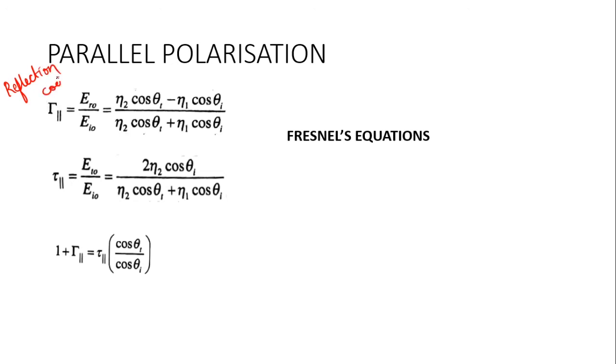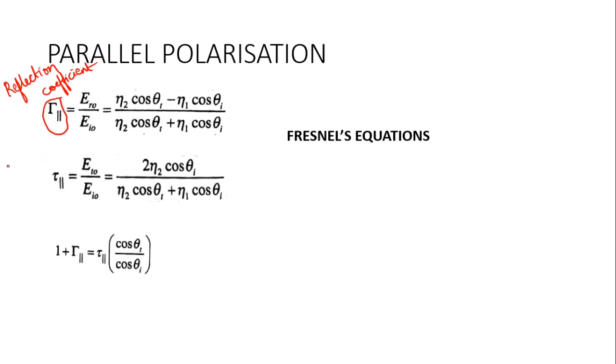Reflection coefficient, we will derive the equation for reflection coefficient in normal incidence. Here you have separate equations for parallel as well as perpendicular polarization. So the reflection coefficient is given by this symbol, that is ER naught by EI naught, which is equal to eta 2 cos theta t minus eta 1 cos theta I divided by eta 2 cos theta t plus eta 1 cos theta I. Eta 1 and eta 2 are the intrinsic impedances for medium 1 and 2 respectively.